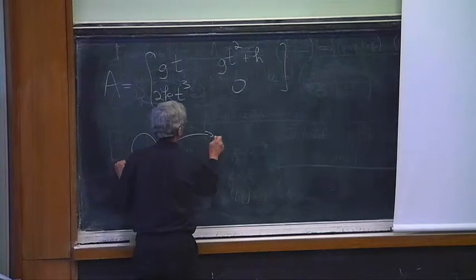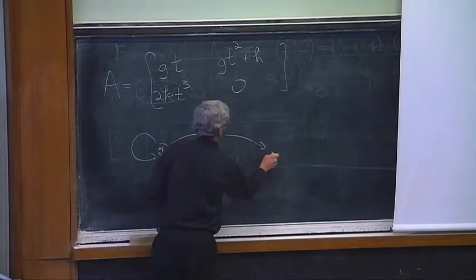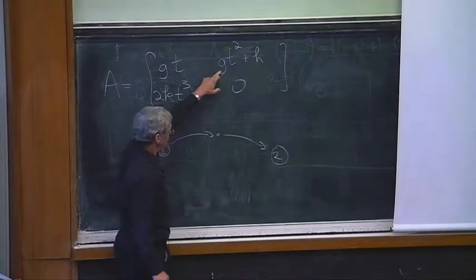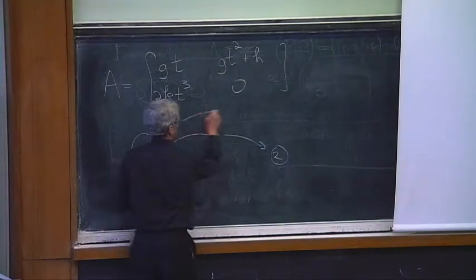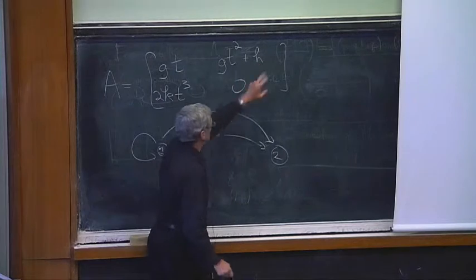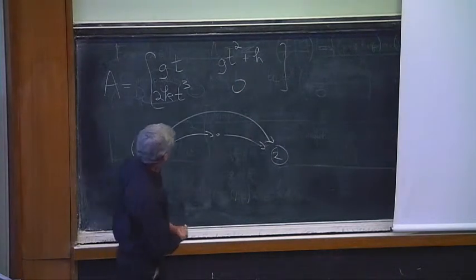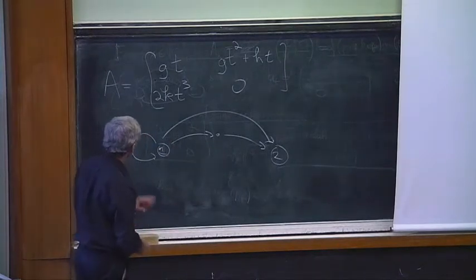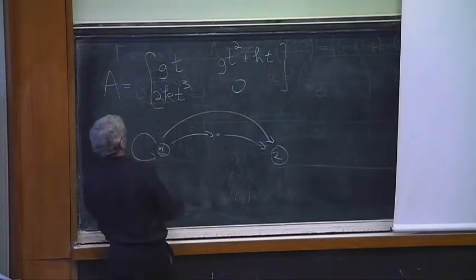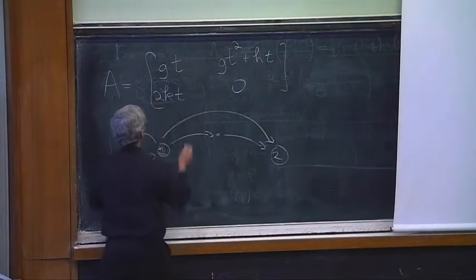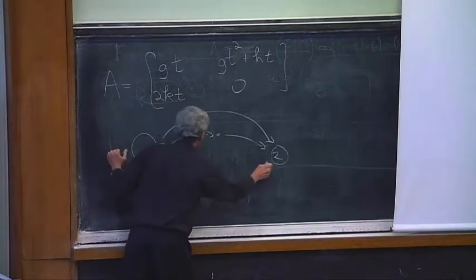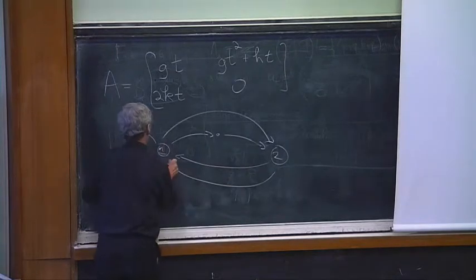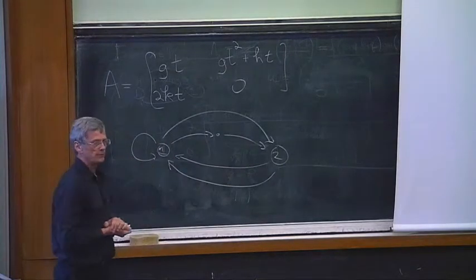I'll have a path of length 2 for this term, from 1 to 2. Path of length 1 for this term, forgot to write t, for this term h. And I have, oh, I don't want to write so many letters, so I have two paths of length 1 from 2 back to 1.